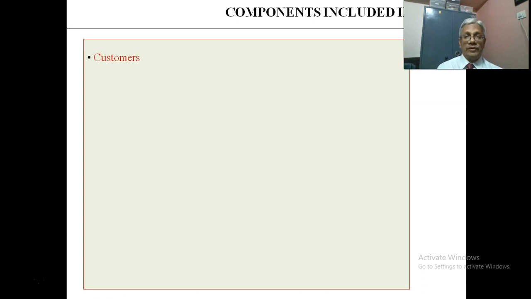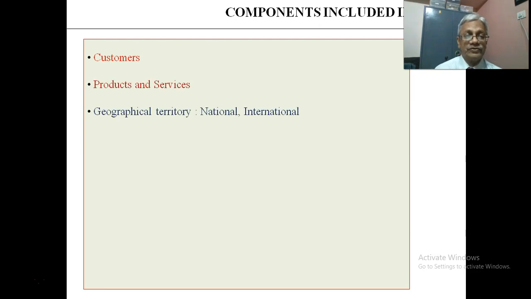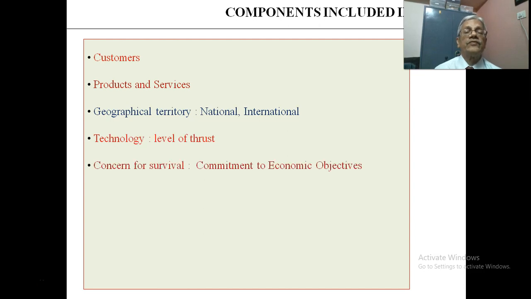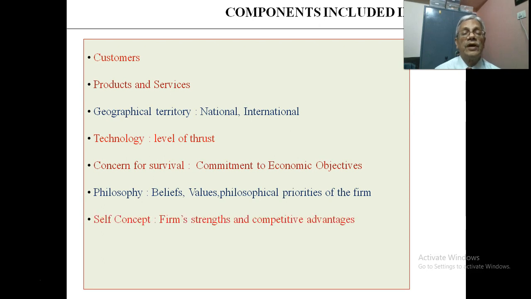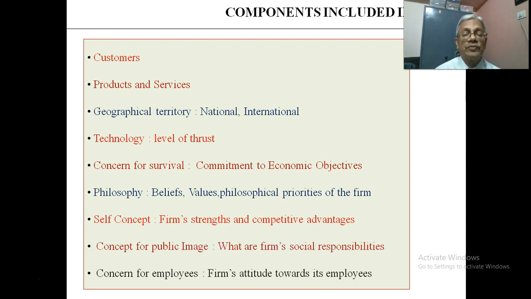What are the components normally included in a mission statement? Normally we have the customer, the products and services, the geographical territory, the technological thrust, and also the various economic objectives, your values, beliefs, philosophical priorities, organization strengths and competitive advantages, and also your social responsibilities and your attitude towards your employees. Not all the components will be included in all mission statements, and normally these are the major components considered in many of them. You may have a few or you may have everything. It is left to the organizations to take a call.